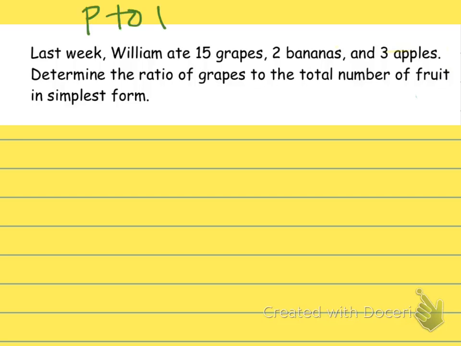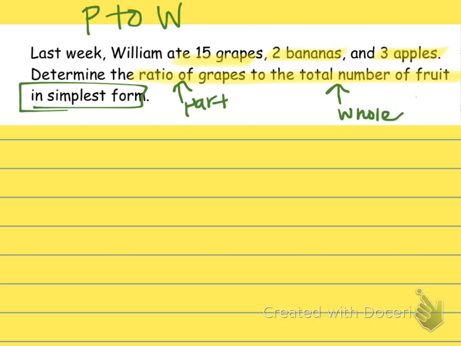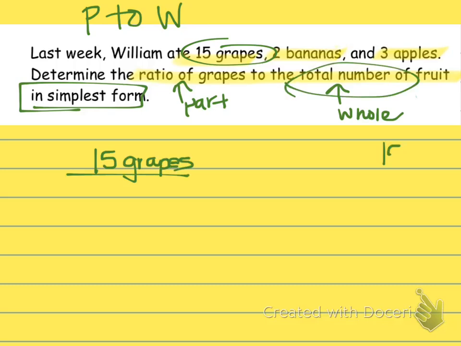We have a part to whole ratio. Okay, so last week William ate 15 grapes, 2 bananas, and 3 apples. Determine the ratio of grapes to the total number of fruit. So here we have our part, and here total number of fruit is our whole. Okay, and so then it says write in simplest form. So part, ratio of grapes. Well, our problem told us that we have 15 grapes to total number of fruit. Well, we had 15 grapes, 2 bananas, 3 apples. 5 plus 2 plus 3, that's 10. Carry your 1, that gives us 20 again, 20 fruit.